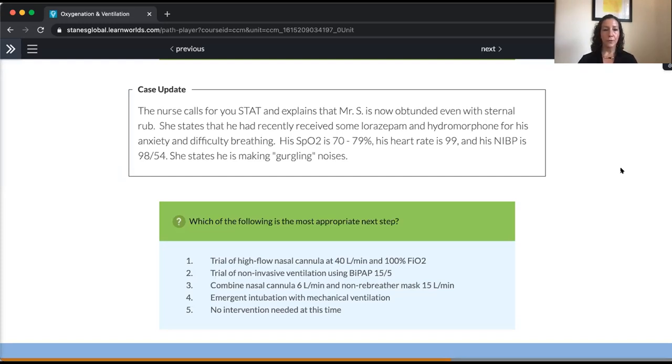The nurse calls you stat. Mr. S is obtunded and won't wake up even with sternal rub. She says that he recently received some medications. His oxygenation is now 70 to 79. He's making gurgling noises. Perfect. Everyone is saying answer number 4, which I agree, emergent intubation and mechanical ventilation.